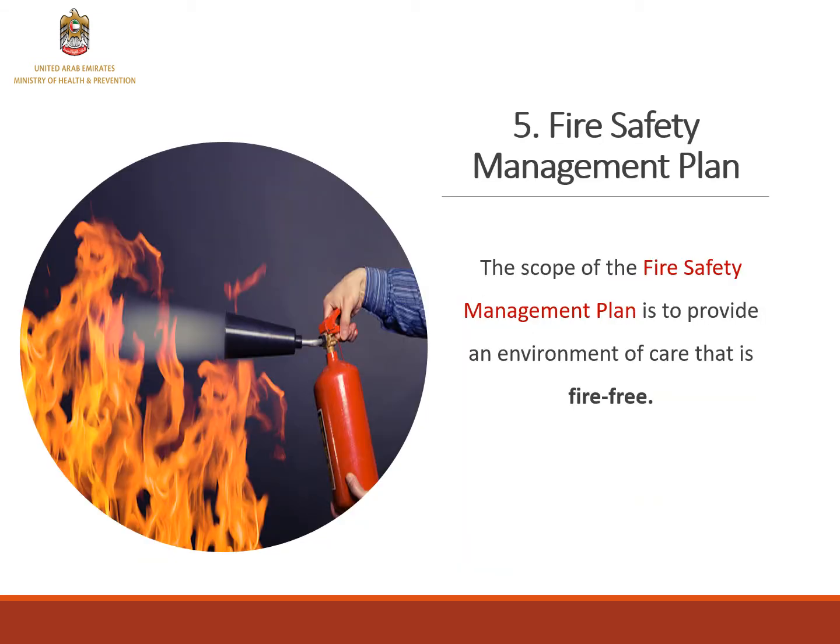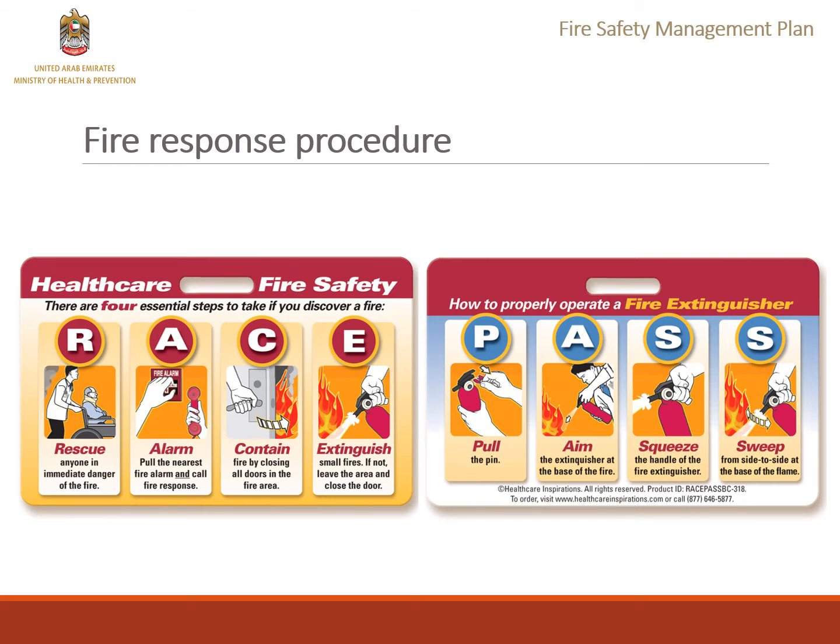Now we move to the fire management plan. The scope of the fire safety management plan is to provide an environment of care that is fire-free. To create such an environment, we need to focus on preventing fire from happening in the first place, and that is by ensuring proper storage, especially of hazardous materials, practicing electrical safety, following the no smoking policy, and many others. If God forbid fire does happen, we need to be prepared to respond properly to prevent the spread of fire, and damage to life and properties.